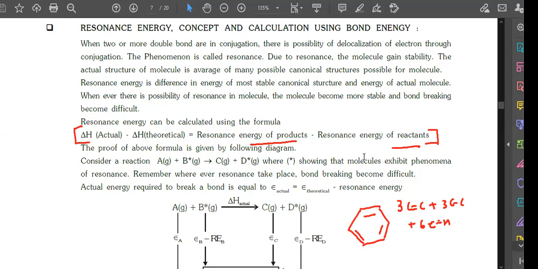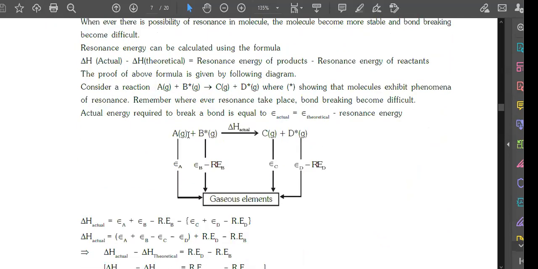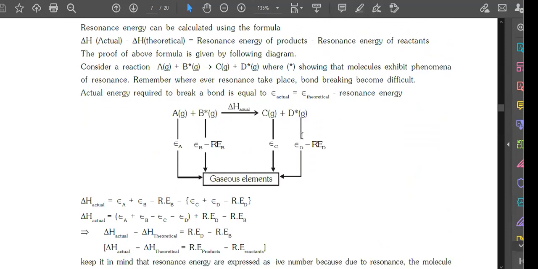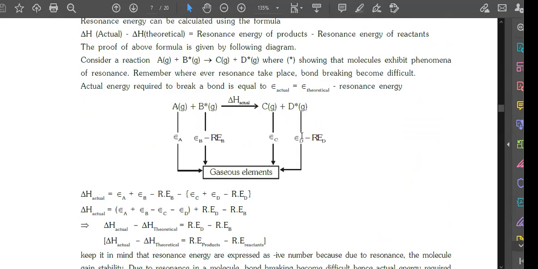Now let's see. We have A plus B gives C plus D, where B has resonance and D is having resonance. So net energy change, what will it be? It is delta H actual minus delta H theoretical, as we said, which is equal to resonance energy of product minus resonance energy of reactant.